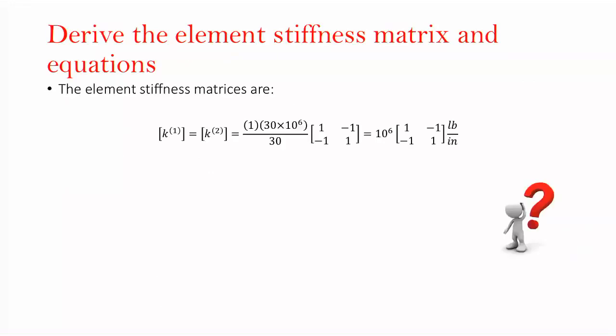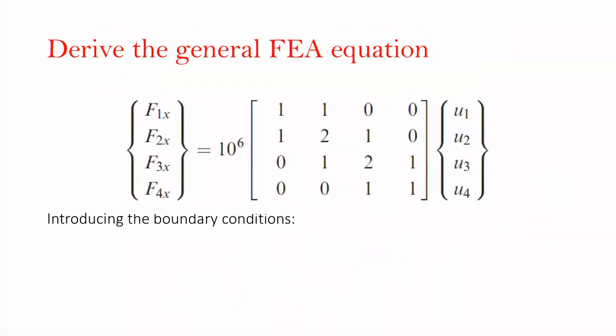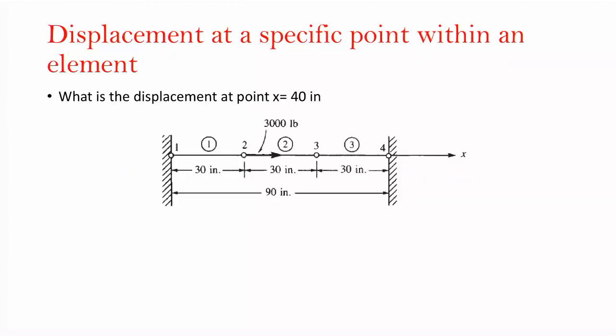So this is how we did it, and just form the global K matrix. There's some negative sign missing here. I'm gonna update this slide. So yeah, and that's it.